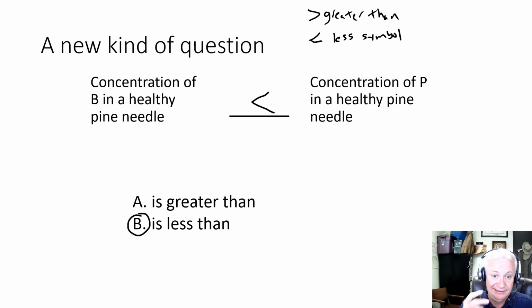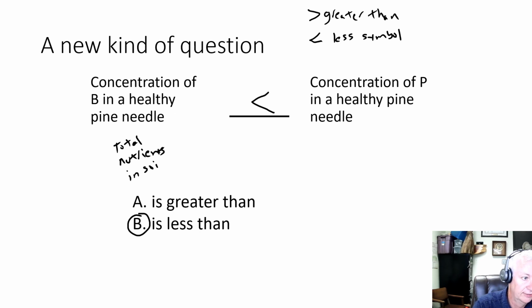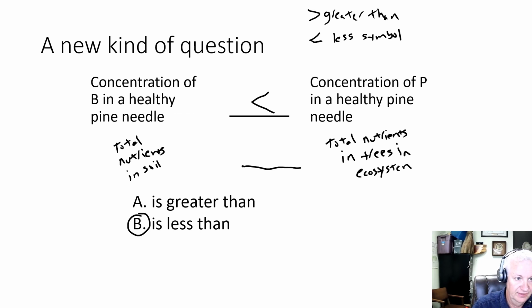Another example might be total nutrients in the soil and total nutrients in trees in an ecosystem. In this case, this is a greater than, because we know the soil is the largest nutrient pool in an ecosystem, so the total nutrients in soil is a greater quantity than the total nutrients in the trees in any particular ecosystem. So I just wanted to introduce you to this question type because it does turn up on some of our tests.